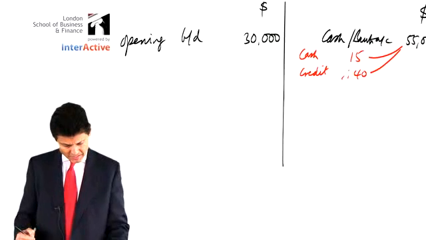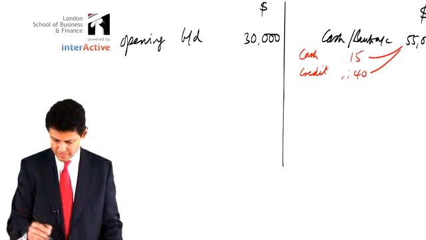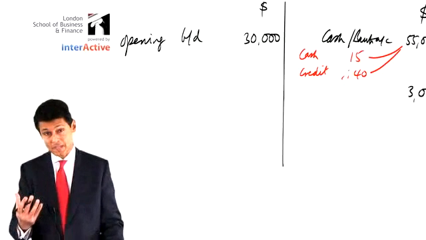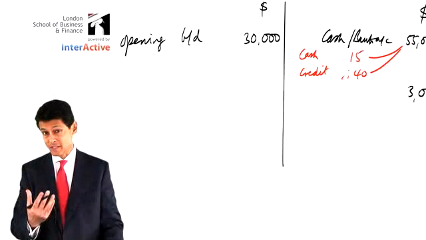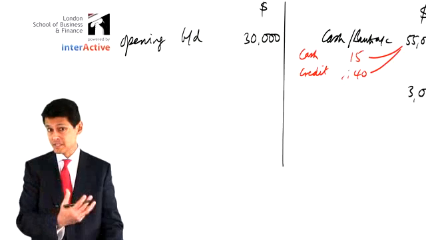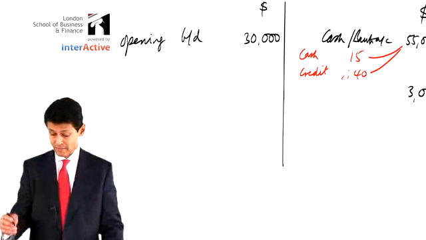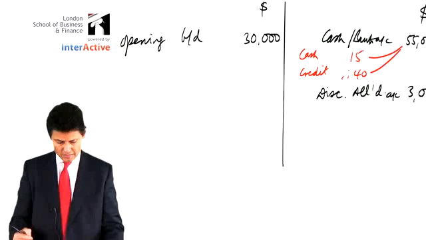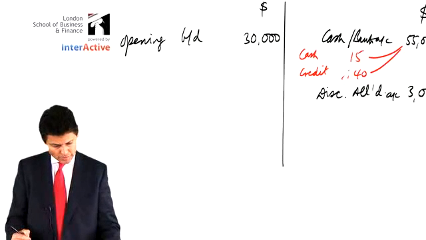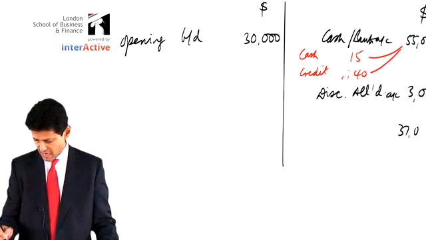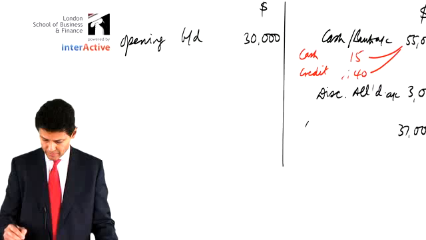Discounts allowed is said to be 3,000, so I'm going to put that on this side. Discount allowed, of course, is an expense to us, so we're going to debit our expense account, which ends up in the income statement. So debit discount allowed account, and credit this one, 3,000. The closing balance is then given as 37, so it must appear on this side, the opposite of the opening, of course.